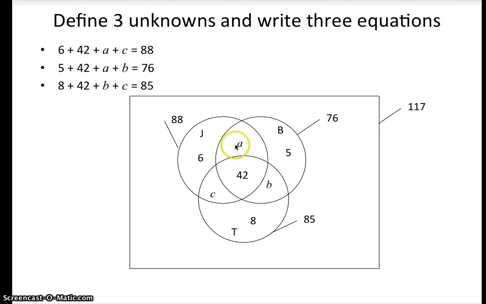Well, what we do is we define three variables for these three regions that we don't know, A, B, and C. And then just simply by adding up all the different elements in a particular circle and making it equal to the total of that circle, we can write three equations. So 6 plus A plus 42 plus C should equal 88, and you can see that right here. And then you get A plus 5 plus B plus 42 equals 76. And down here for the Time circle, 8 plus C plus 42 plus B equals 85. So here you can see we've written three equations in three unknowns.